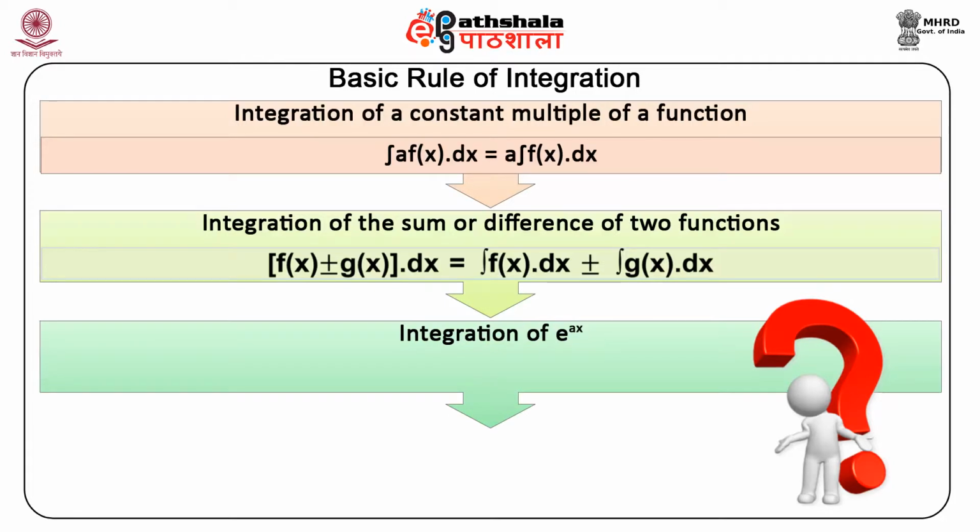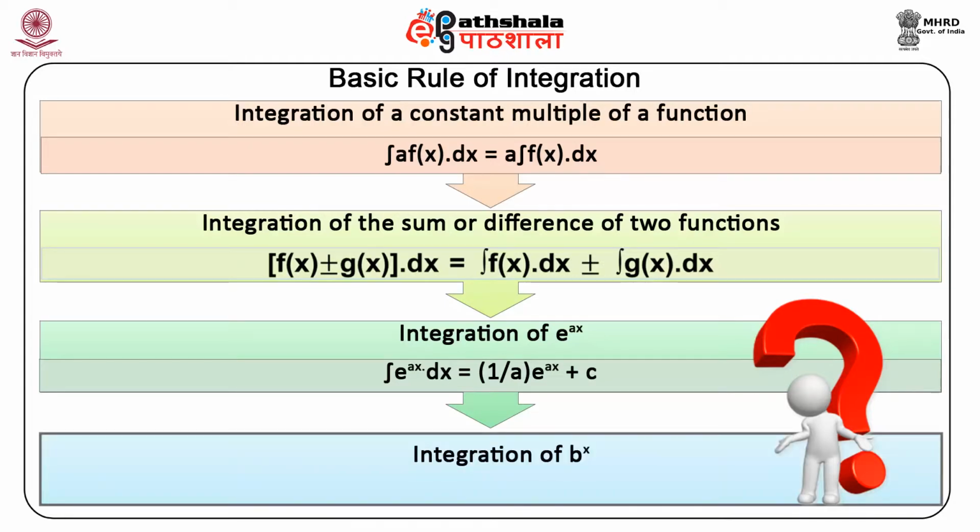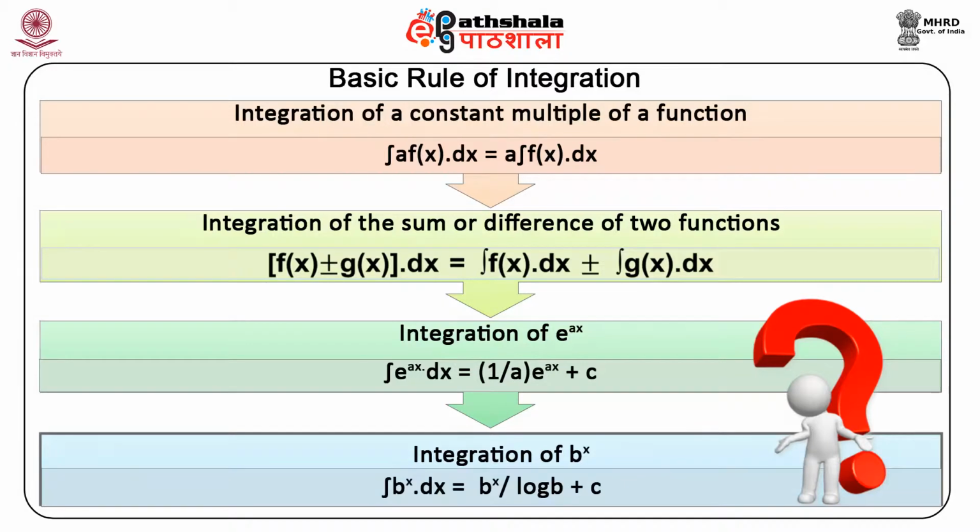Six, integration of e raised to the power of ax. Integration e^(ax) dx is equal to 1 divided by a, the whole into e^(ax) plus c, where a is not equal to 0. Seven, integration of b raised to the power of x. Integration of b^x dx is equal to b^x divided by log b plus c.